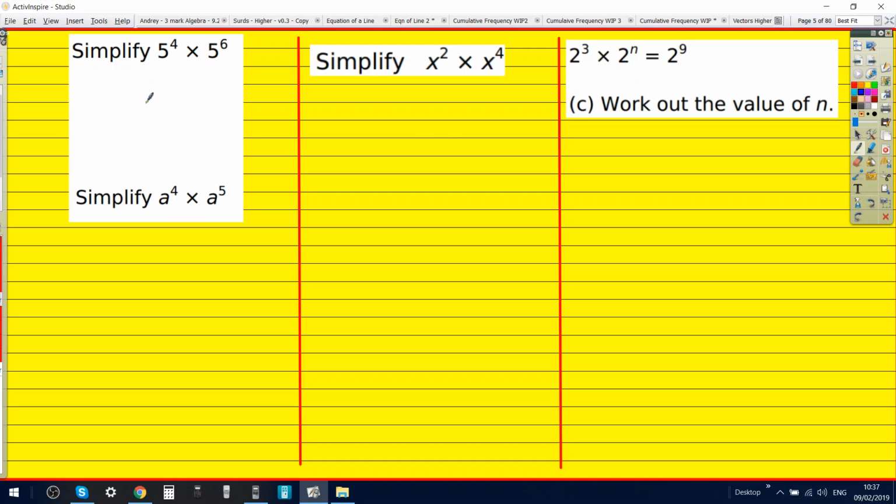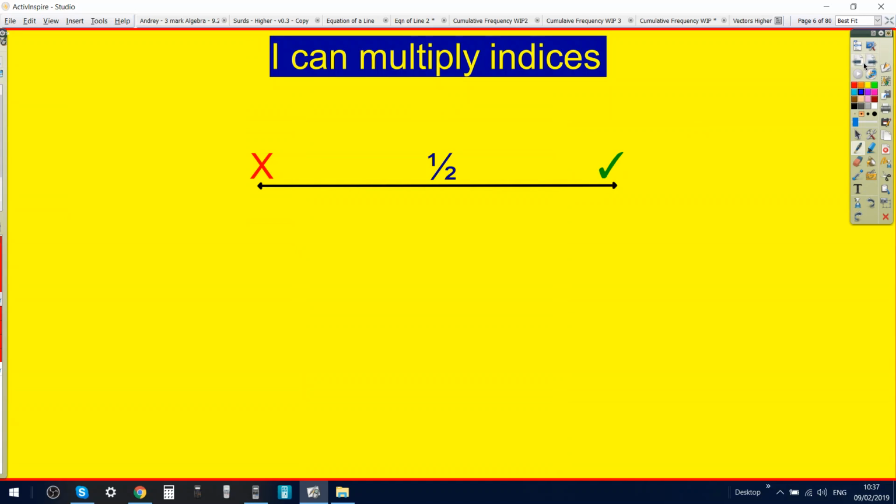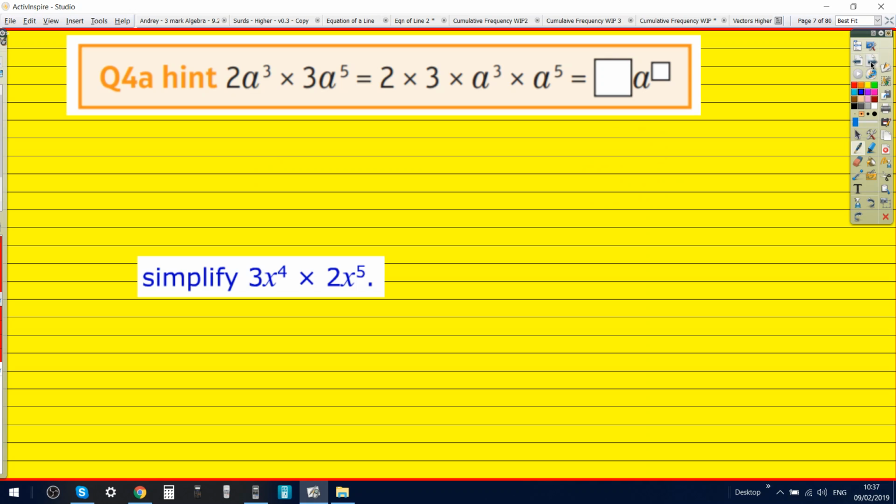Okay, top left, 5 to the power of 10. Middle, x to the power of 6. And top right, 2 to the power of 6. Yes. Multiply indices, tick. Okay, how about this one? Let's do the one down here.